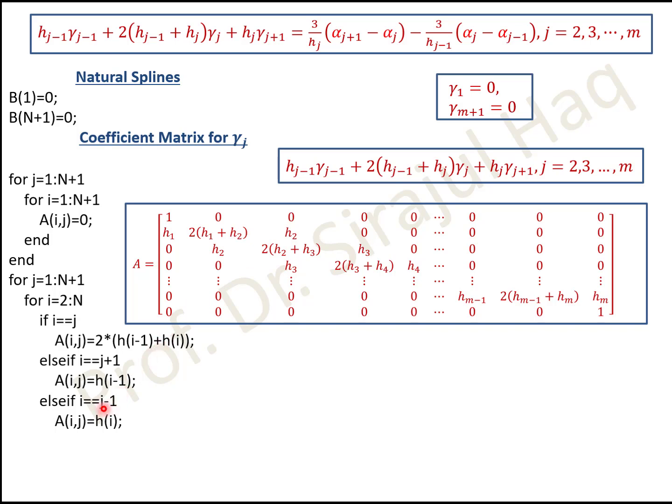Similarly, when j is equal to 4 and i is equal to 3, this should be h3, and you can see that is the value. When j is equal to 5 and i is equal to 4, this will be h4, which you can see. And finally, when j is equal to n plus 1, then i will be equal to n, and this will be hn, but n is m, and you can see that is the value.